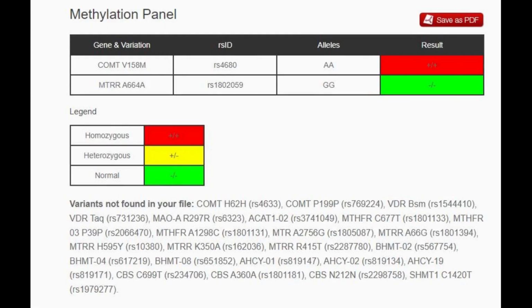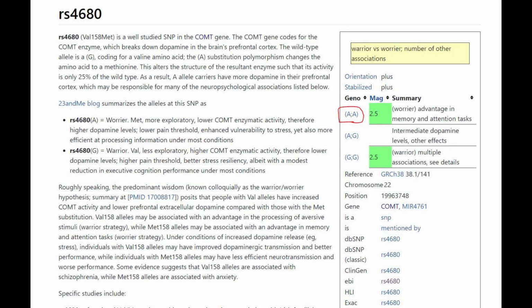Now moving on to the methylation panel, it's actually highlighting his AA genotype is very atypical here in COMT, which means he's a warrior MET genotype. Advantage in memory and attention tasks, as you can see from the screen. Basically what this warrior genotype means is that he would have a slower reuptake of dopamine, which means more dopamine building up in his system. It's a pretty typical genotype for Europeans and quite atypical for everybody outside of Europe.